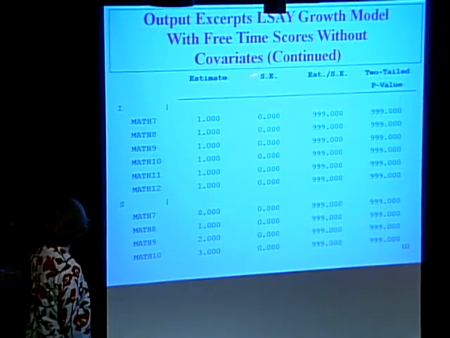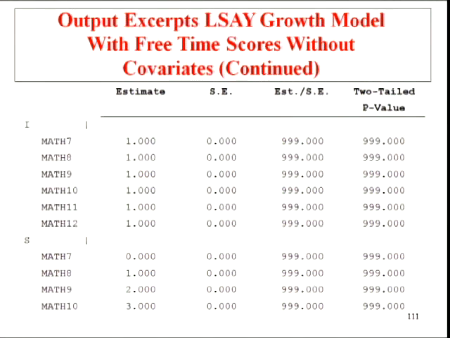So here for I, now we're using the language with the bar, so we have a bar here instead of by. We see that the intercept growth factor has all of the factor loadings at 1. And for the slope growth factor, we have fixed 0 for math 7, 1 for math 8, 2 for math 9, and 3 for math 10.